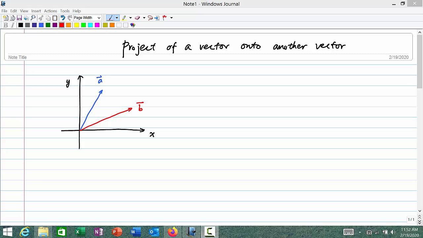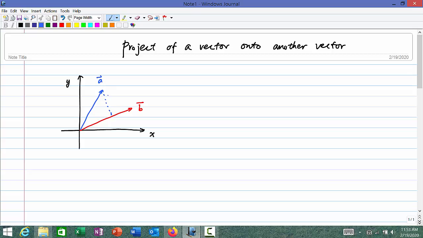This is a short video talking about how to obtain the projection of a vector onto another vector. For example, if I give you two vectors, A vector in blue and B vector in red, and I want to compute the projection of A onto B, meaning that I'm going to project A onto B. This is the physical meaning of projection.